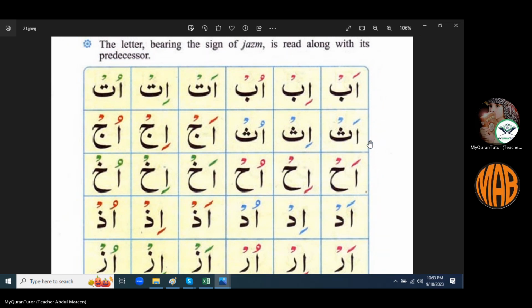Hamza ba zabar ab. Yes. Next. Hamza ba zer ib. Good. MashaAllah. Next. Hamza ba pesh ub. Very good. Yes, but you have to pronounce with qalqala, like ab, ib, ub, like that. Understood? Now ib, ub. Yes. Hamza. Next. Ta zabar at. No. We will not say "at" like this. It's hamza ta zabar at.